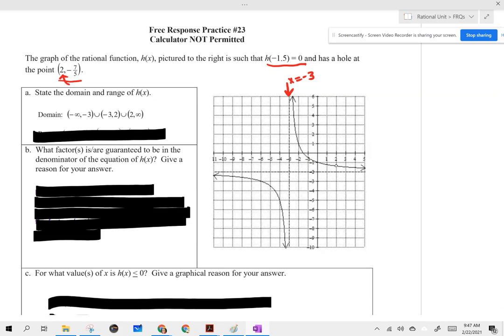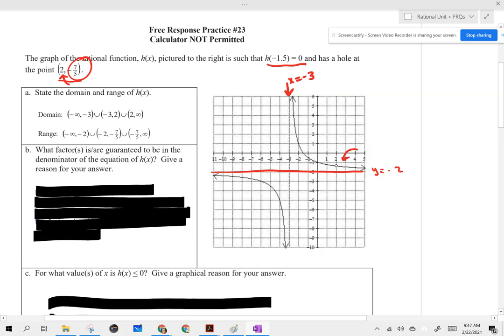Now the range is going to be all real numbers except the y of the horizontal asymptote, which in this case is -2, and then the y value of the hole, which we were given in that information. So we're putting that in numerical order as well.